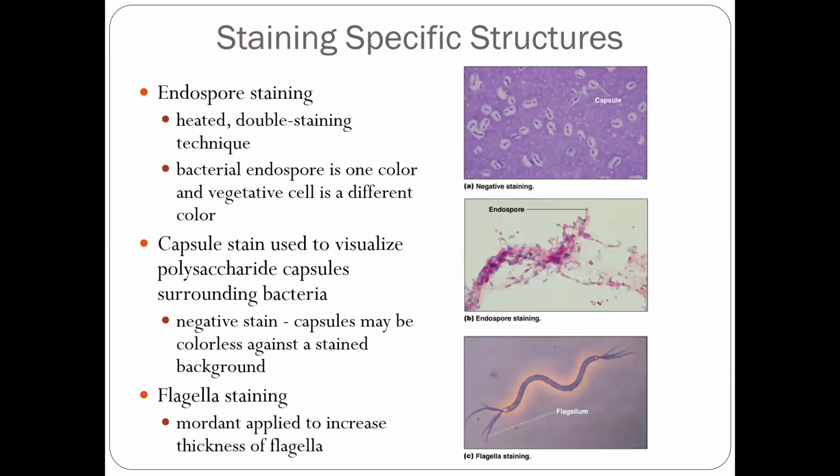Now, the endospore stain is to stain the endospore. There are two types of endospore stain: a negative stain, which we just mentioned, and also a direct stain. The capsule stain is used to stain the bacterial capsule. Capsule is usually composed of polysaccharides, which is very important for pathogenic attachment.